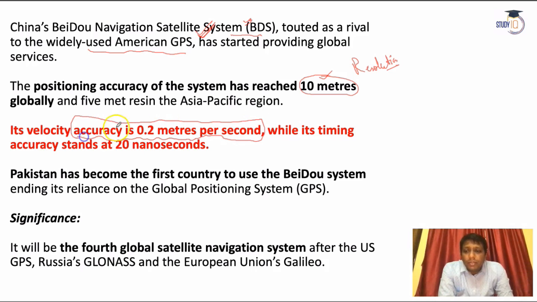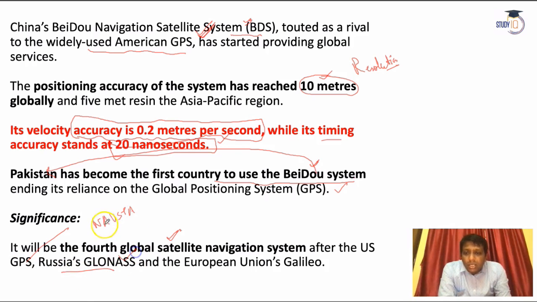If an object is moving, another one is timing accuracy, which stands around 20 nanoseconds. So definitely it can watch changes on the Earth in an instant period of time. China said even Pakistan will utilize BeiDou. So Pakistan has become the first country to use the BeiDou system developed by China. It will be the fourth global satellite navigation system after the US GPS, that is Navstar, and later the Russian GPS, GLONASS. Navstar's full form is Navigation Satellite and Ranging. GLONASS's full form is Global Navigation Satellite System. And the European Union's Galileo is also a global GPS. So after these three, the China-based BeiDou will be the fourth one.